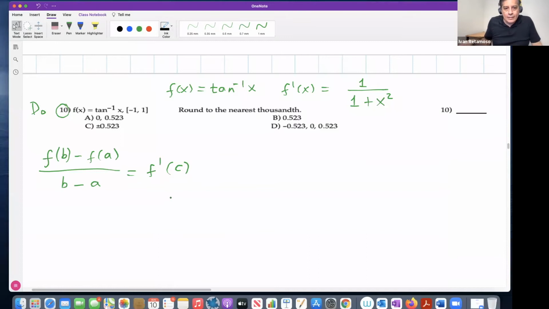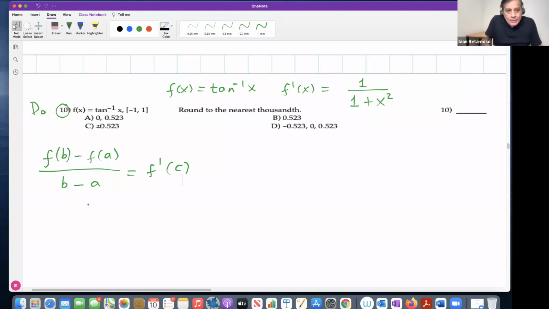Remember, if you are driving, if you accelerate first and then you decelerate, at some point you went through the average velocity, or the average speed at which you were driving, right? That's the whole idea. All right, so let's try to do that, guys.